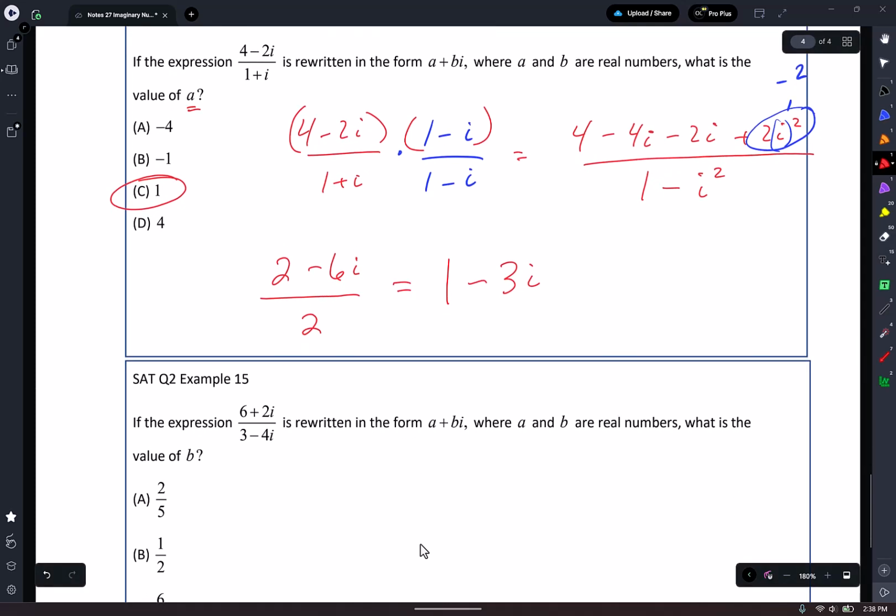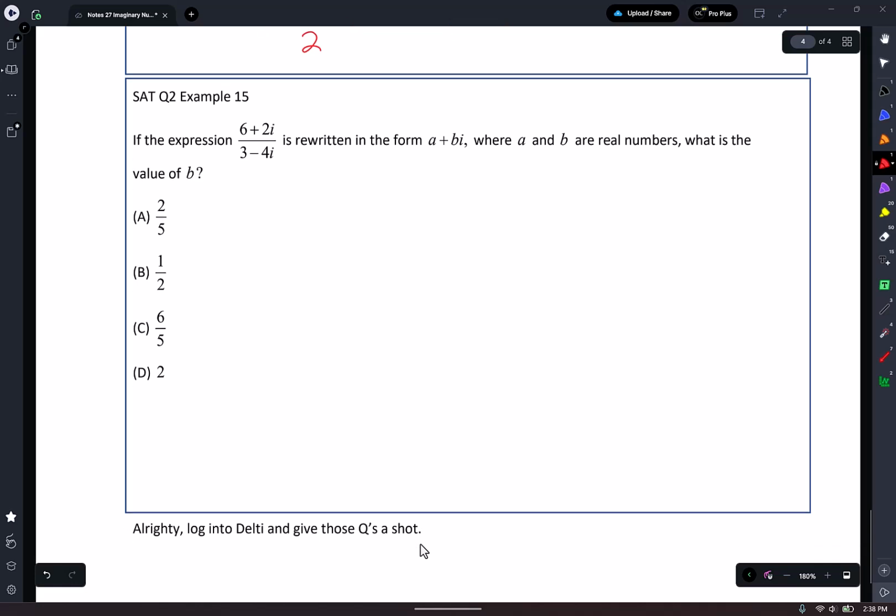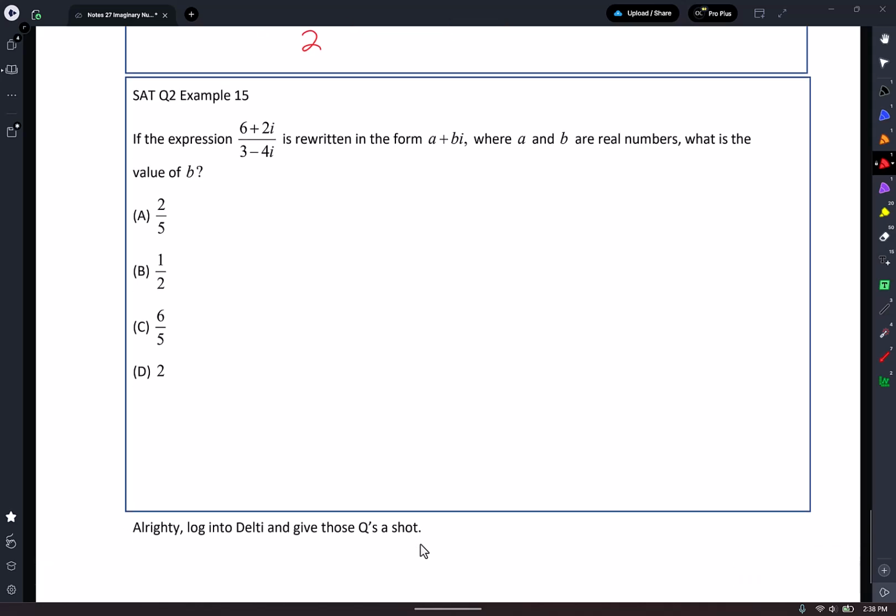Do you guys want to see if you can do SAT Q2 on your own? Take a 1 minute head start and we'll do it together in a little bit.